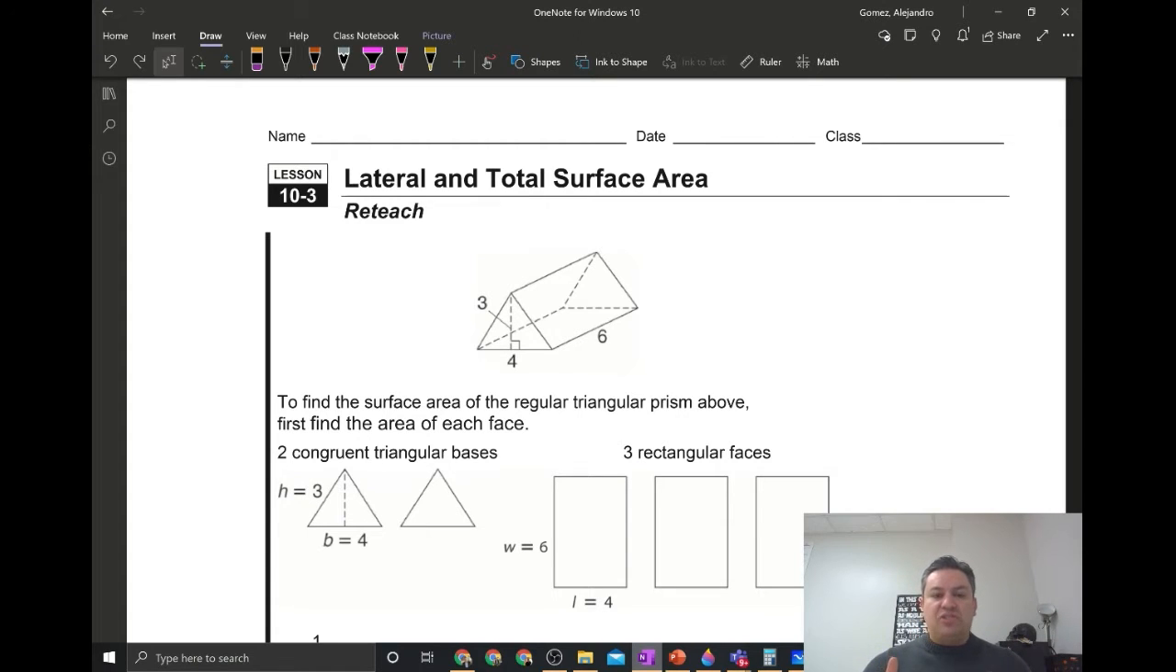You need to know which ones are the bases. For example, I can say that this is my base and this is my base. So I have two bases. Or you can say, no, I want this to be my base and also this one. If you have it like that, it doesn't matter as long as it's the same one. So you have two bases, and if I call this my base, then the opposite one is going to be my other base. So my faces are going to be the top, the side, the bottom, and the other side. Those are going to be my faces. So all you got to do is find the area for each one of them and then add them together.